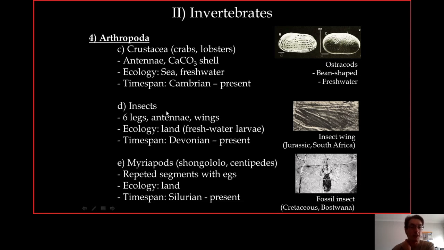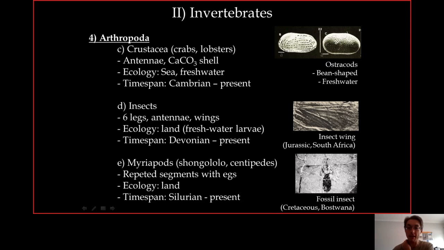The insects are very easy to identify because they have wings. Of course, they are the only invertebrates with wings. You have two examples here: an insect wing from the Jurassic of South Africa, and a complete fossil insect from the Cretaceous of Botswana. And you probably already know that they have three pairs of legs instead of eight as in the spiders. So that's why spiders are not insects. It's because of the number of legs.